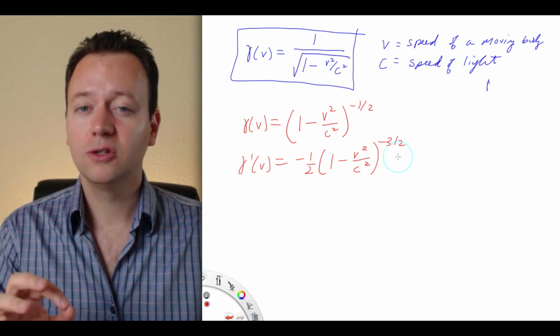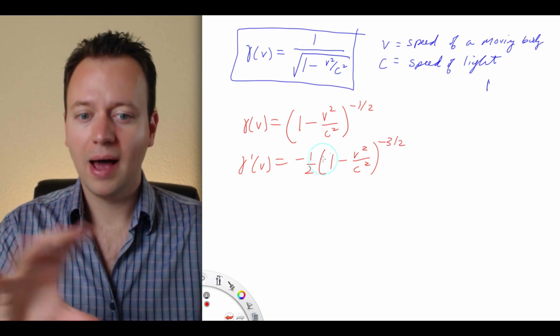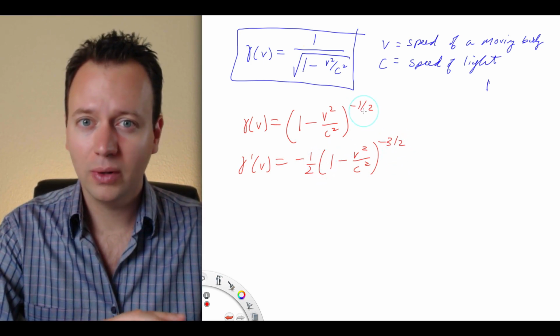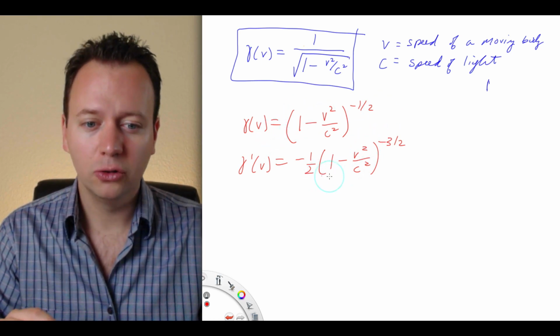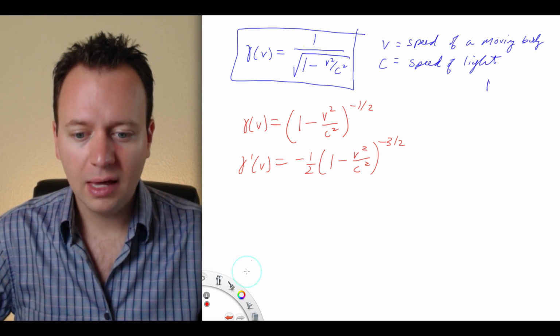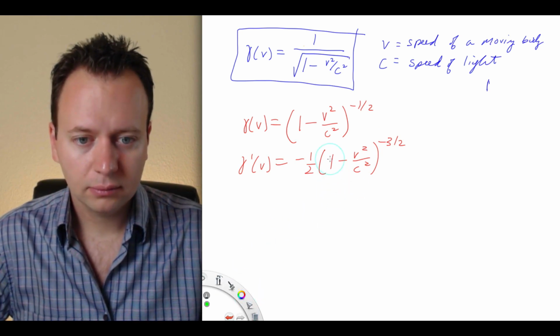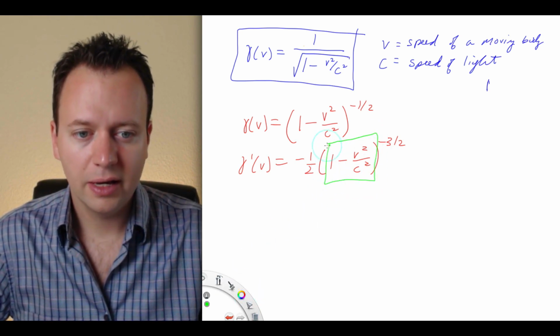And we're not done because remember the power down rule says we power down, so that's what I just did. I took the minus 1/2, moved it up front, subtracted 1. Now I have to multiply by the derivative of the inside function. So the inside function is this function right here.